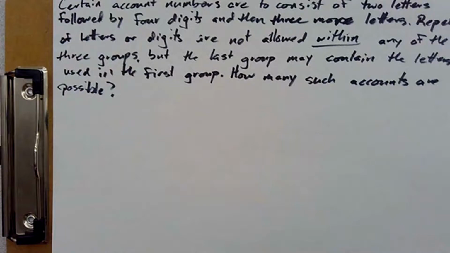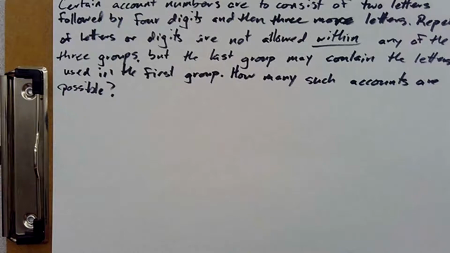Certain account numbers are to consist of 2 letters followed by 4 digits and then 3 more letters. Repetitions of letters or digits are not allowed within any of the 3 groups, but the last group may contain the letters used in the first group. How many such accounts are possible?